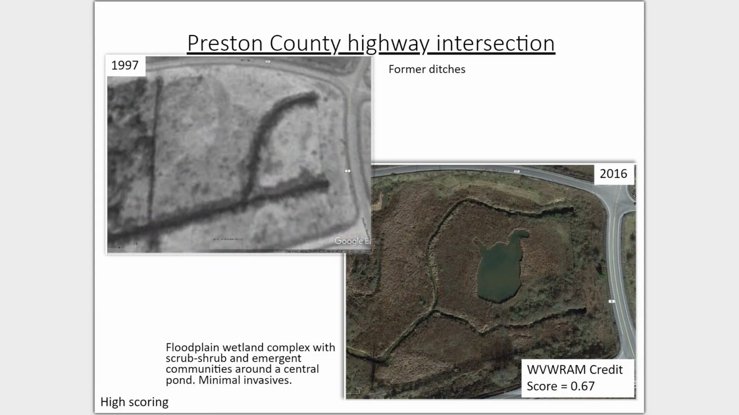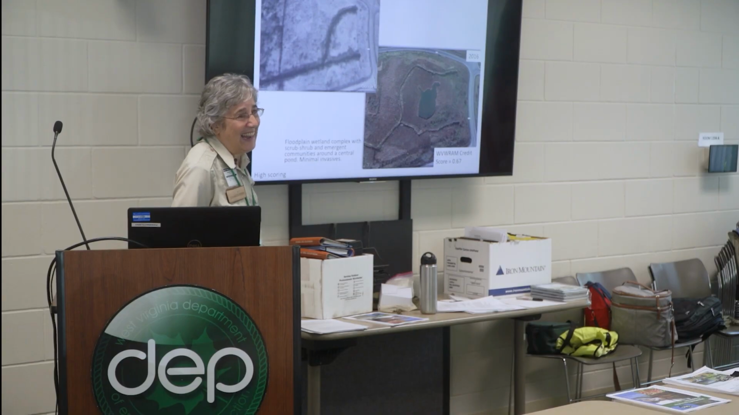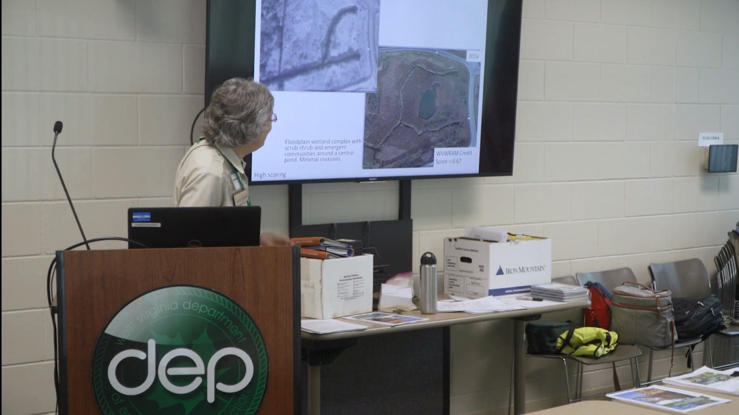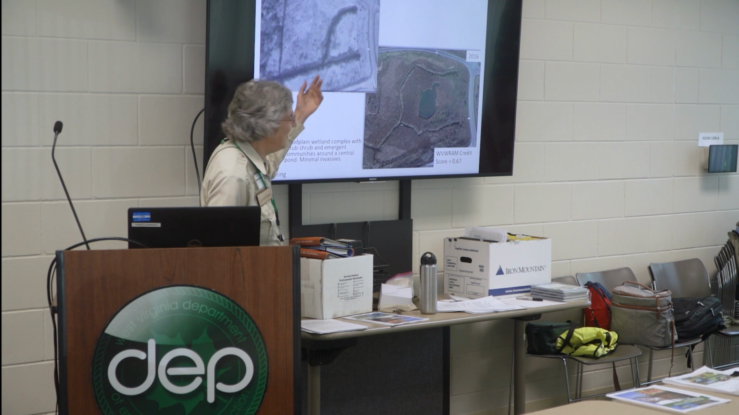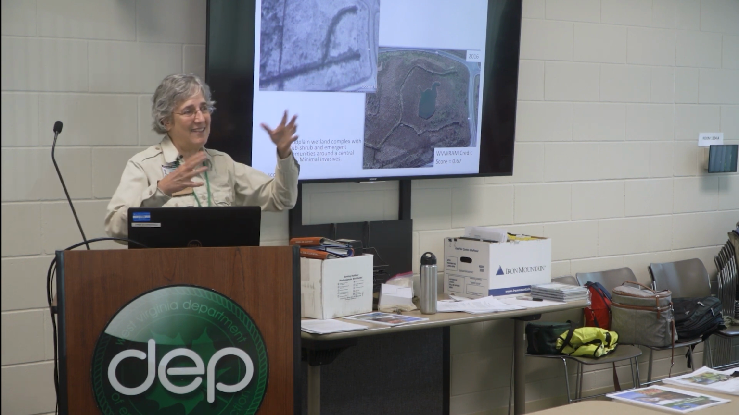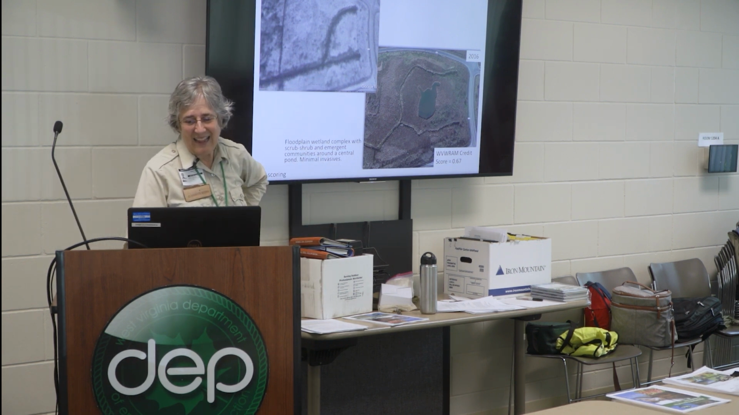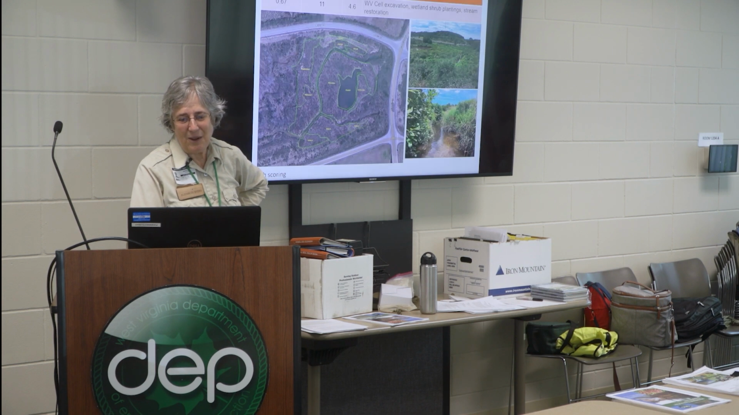It's got 1997 to 2016, so it's been 19 years. When we did the WVRAM assessment, it got a score of 0.67. It's really not bad. Floodplain wetland complex with scrub, shrub, and emergent communities around a central pond. It has minimal invasives. Streams, it started out as just two ditches, and the stream is somewhat connected to that wetland now, and it's kind of surprising what you can do.